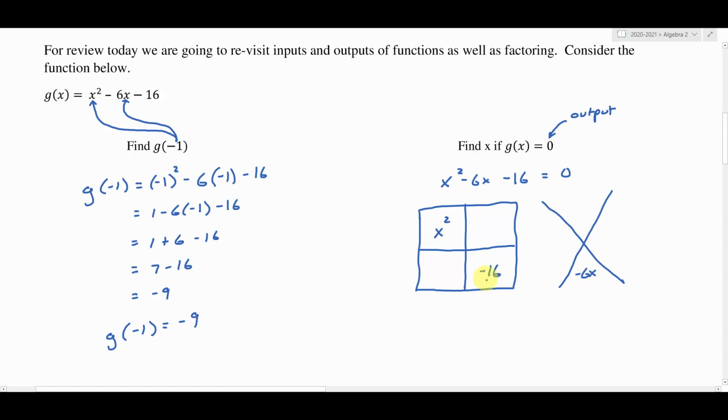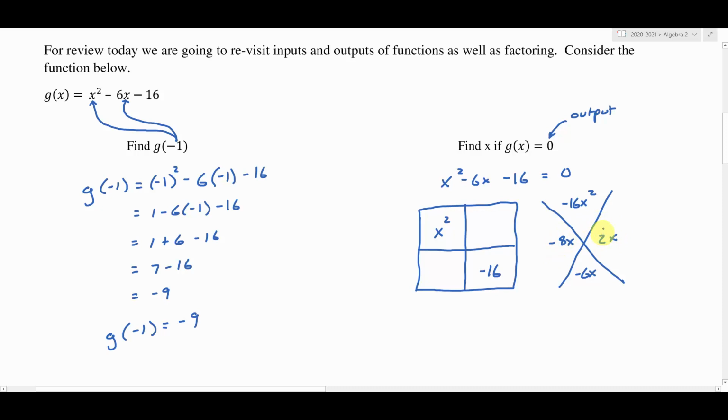The top of my diamond is whatever the result of the multiplication between this first diagonal is. So if I multiply negative 16 times x squared, I get negative 16x squared. So I'm looking for two numbers that multiply to negative 16 and add to give me negative 6. And again, you might have to think about it for a little bit. You might have to try some different combinations. Here's the correct numbers.